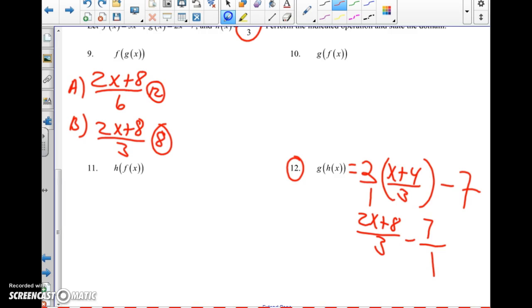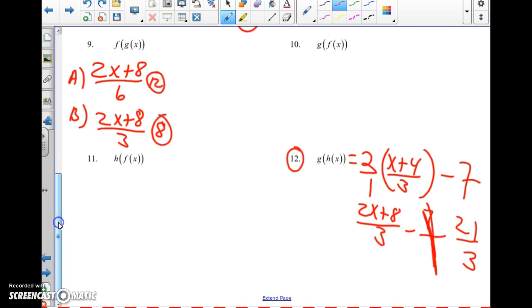Yes, you find a common denominator. What's the common denominator with 3 and 1? 3. Okay, look. How many thirds is 7? 21 thirds is 7. 21 divided by 3 is 7. Okay, look what you got now. Common denominator. How much is 2x plus 8 minus 21? That's 2x minus 13, all over 3.